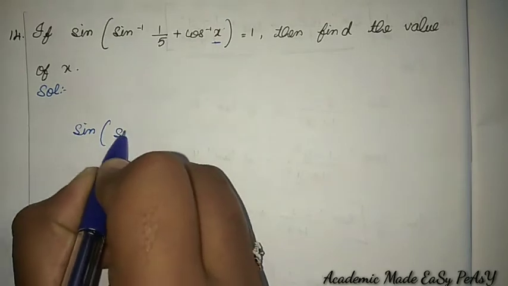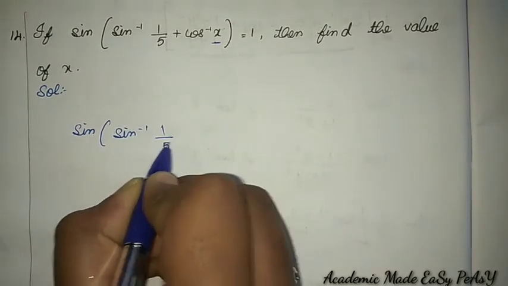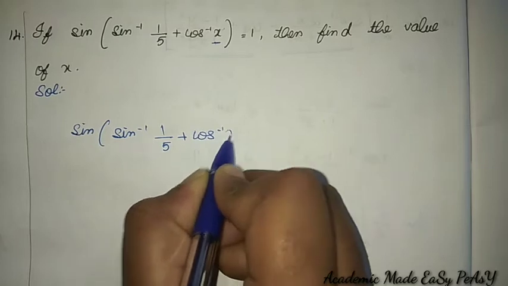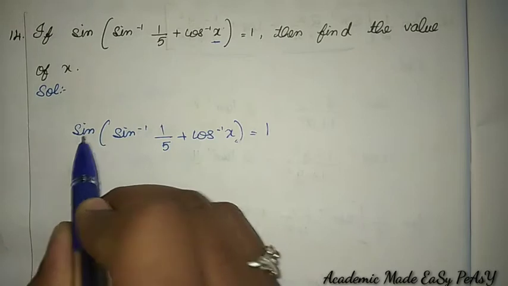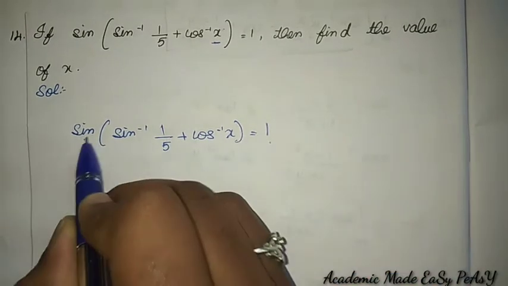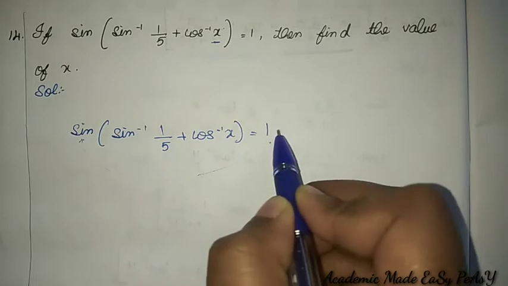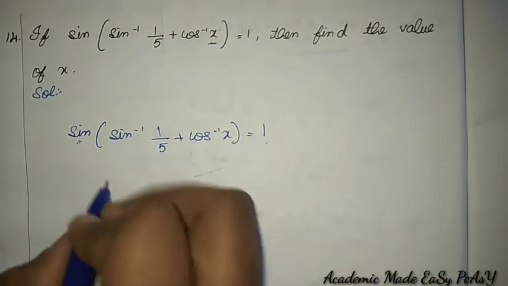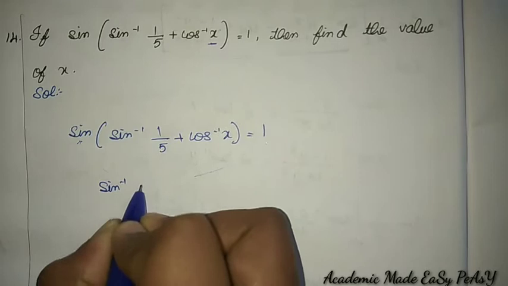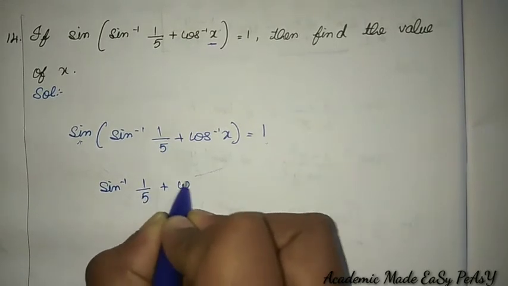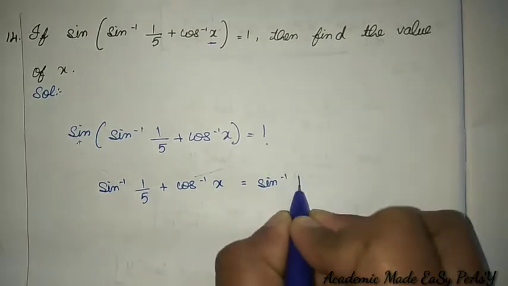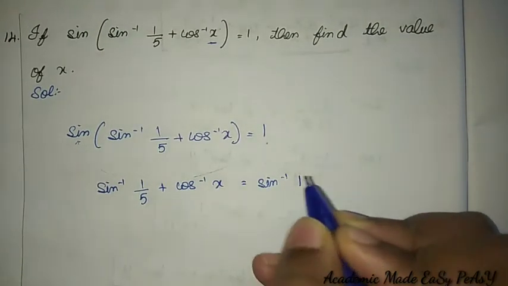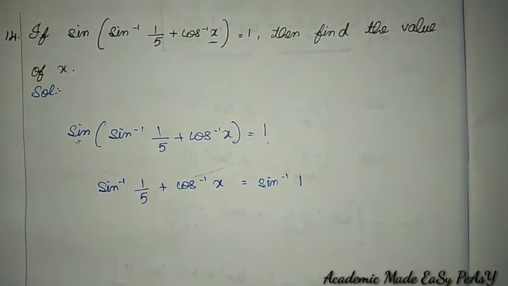Sine inverse 1 by 5 plus cos inverse x is equal to 1. Now I have sine here as well as here, so I will just take my sine from LHS to RHS. So I will have sine inverse 1 by 5 plus cos inverse x is equal to sine inverse 1. Now I have to check where sine is 1. Sine is 1 at 90 degrees, that is pi by 2.